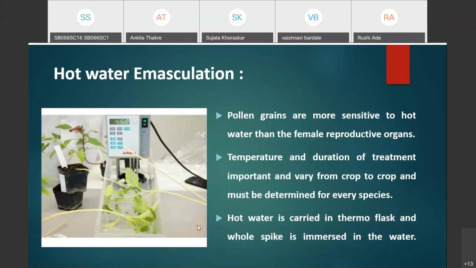Here you can see the whole spike, it is immersed in the water. Okay, that is generally the treatment, it is given when the anther dehisces and prior to opening of the flowers.